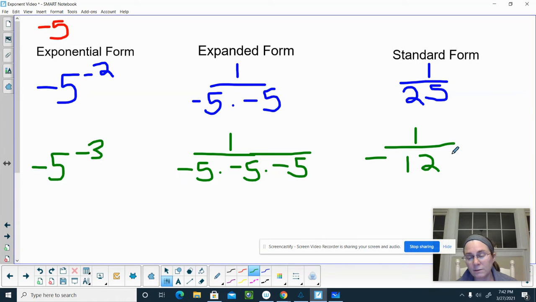negatives and positives. Remember that when we're talking about the bases here, a positive times a negative is a negative answer. A positive times a positive is a positive answer. A negative times a negative is also a positive answer, which is why we got a positive for the first example, because a negative 5 times a negative 5 is a positive 25. But a negative times a negative times a negative gives us a negative.